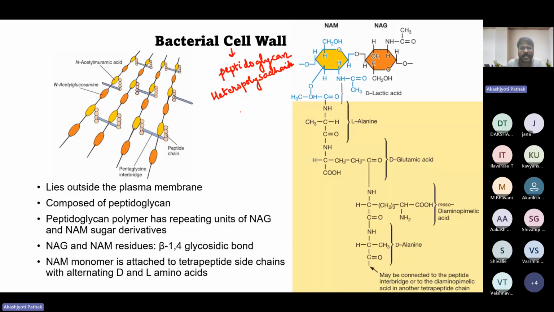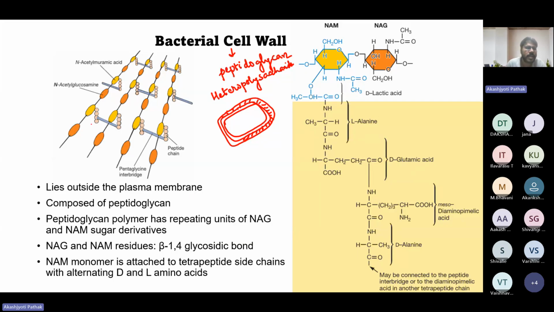Basically, the bacterial cell wall lies outside the plasma membrane. So you have the plasma membrane, and then outer to the plasma membrane is the bacterial cell wall. Right. They have the bacterial cell wall, and this bacterial cell wall is made up of a particular substance which is called peptidoglycan. So chemically, this peptidoglycan is made up of the NAM and NAG subunits. And what is the chemical bond which is present between the NAM and NAG residues? It is beta-1,4 glycosidic bond.